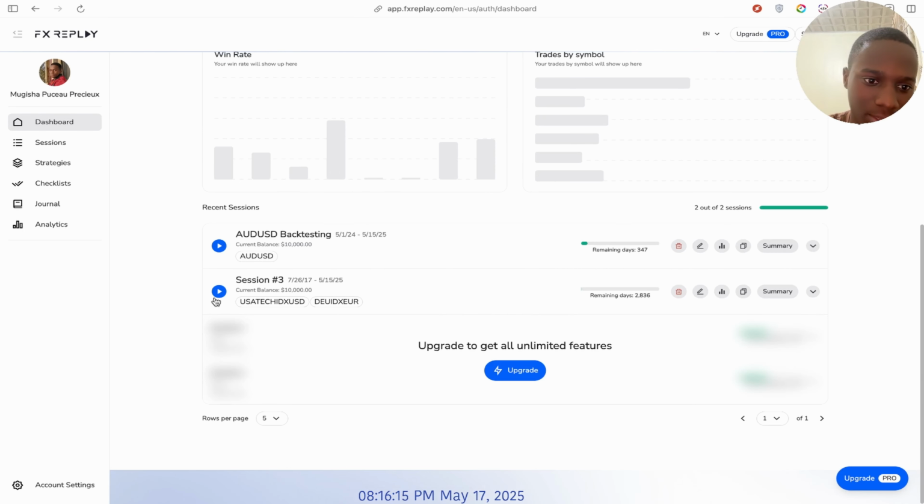Right, so let's do backtesting for the NAS. I tried backtesting AUD USD earlier on. It was a good session, so let's do the NAS in this session 3.